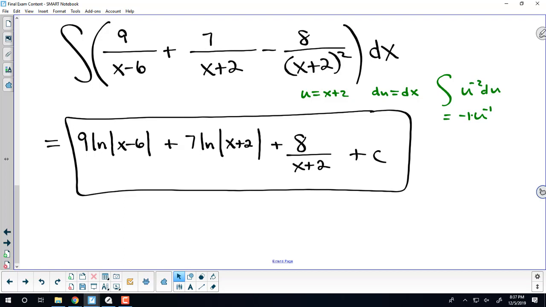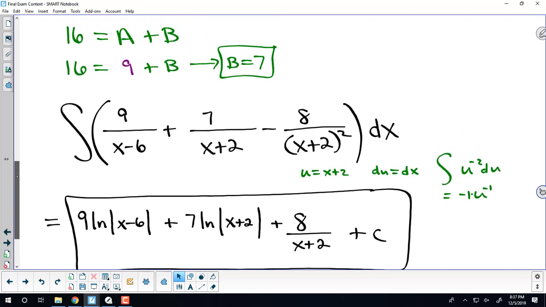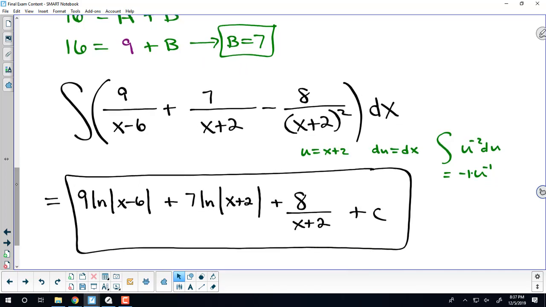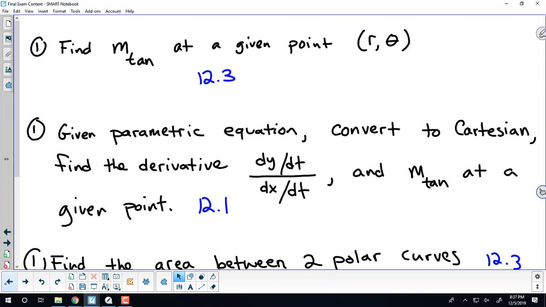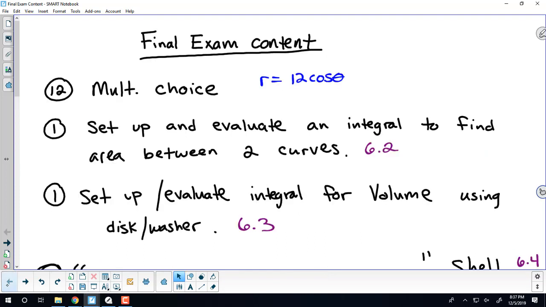Set up and evaluate an integral to find the area between two curves. Remember what section that was? Oh, 6.2. Did you write that on? I believe I did. That was the one I actually remembered where it came from.